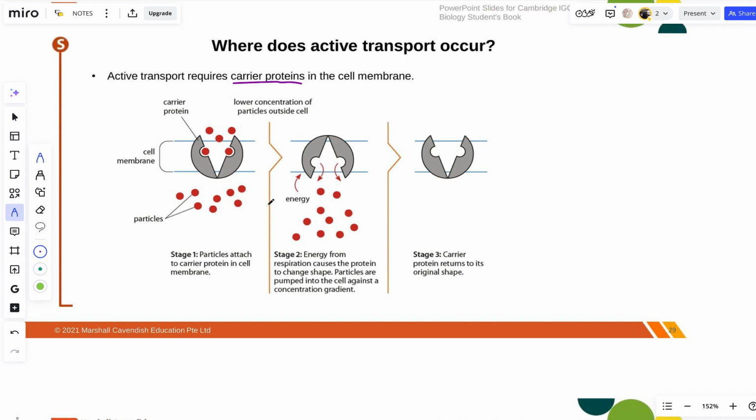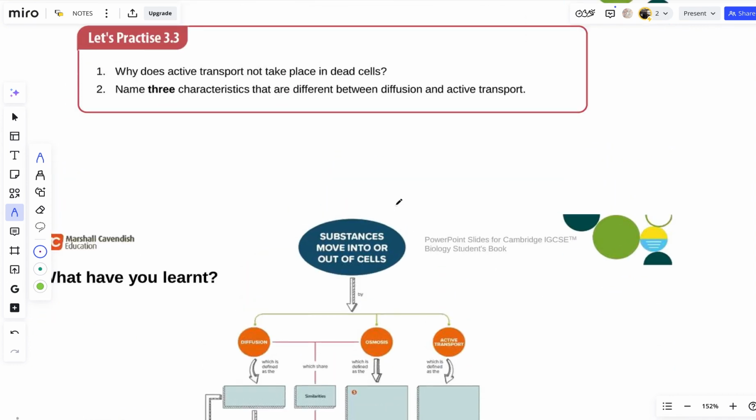Now take a look at this one. Here is the lower concentration of the particles outside. This is the lower concentration. This is the higher concentration. So it needs a carrier protein to help them move across to the other side. Here you have the energy. It requires energy from respiration in order for it to take place. Okay, so let's move to the next one.